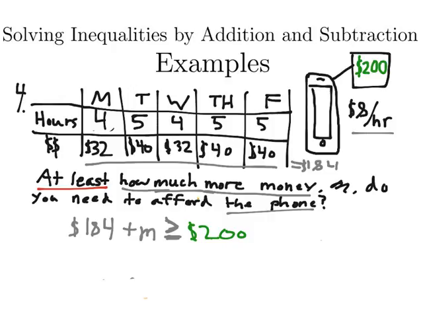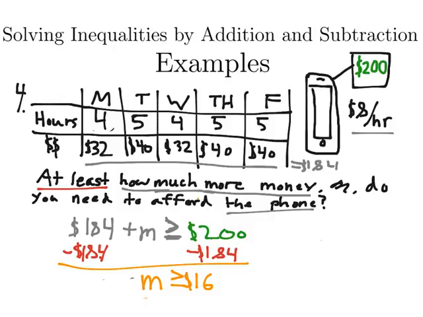So if I subtract $184 from each side, we get finally that you need at least $16 more. Or you could also say at least 2 more hours of work.